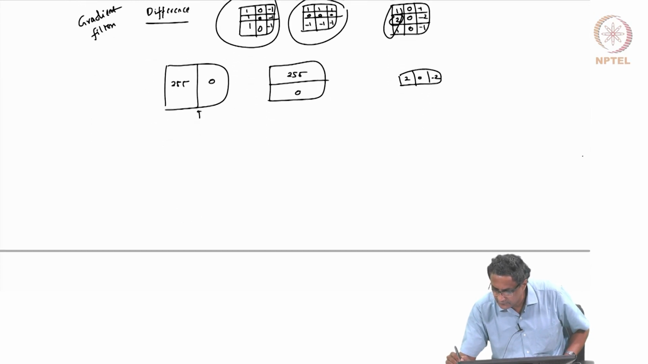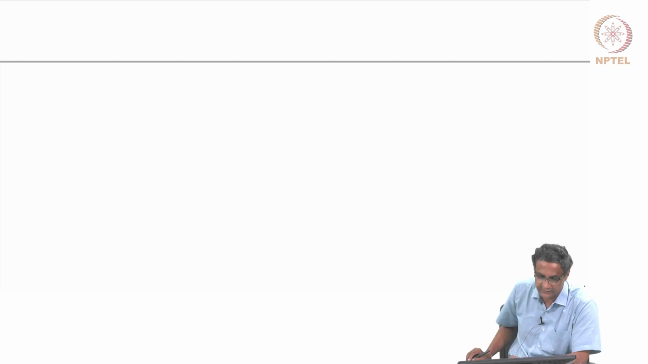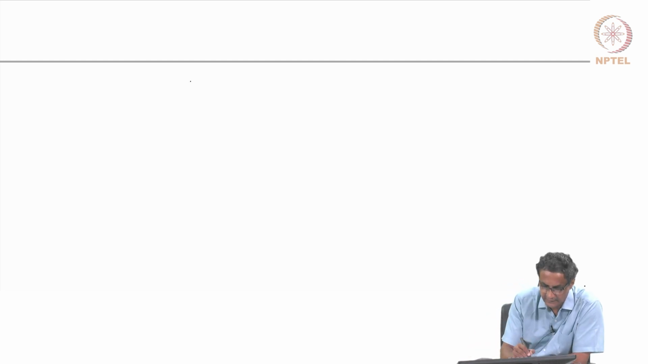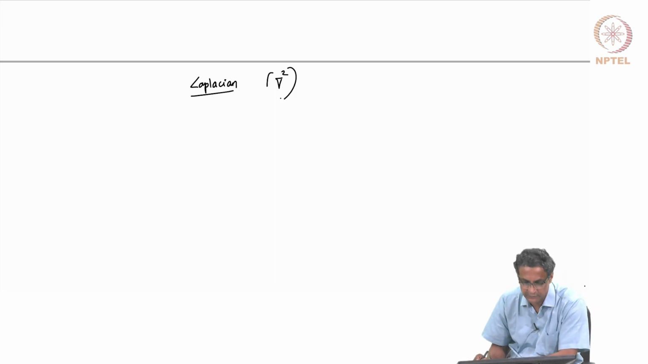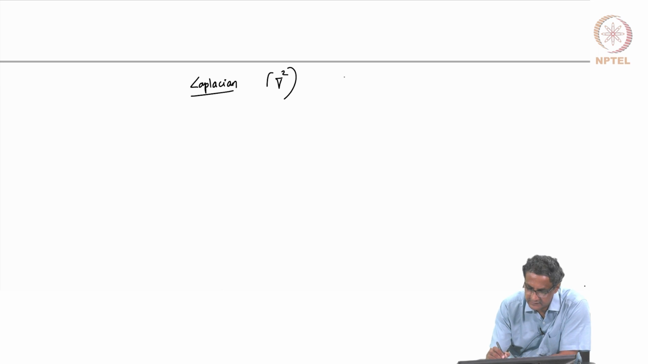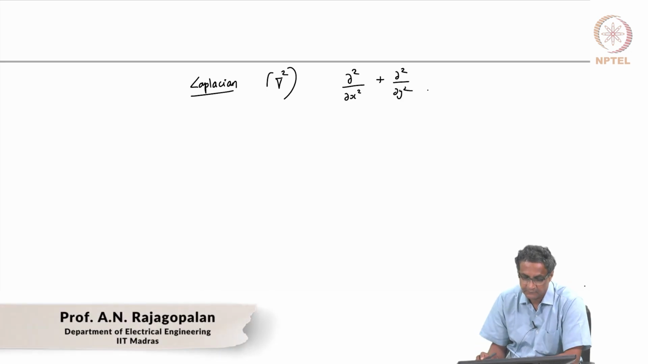Now, the other kind of gradient that you do is a second order differencing, and that's called a Laplacian. The symbol is del square. That's how you indicate it, and in 2D it's dou square by dou x square plus dou square by dou y square on whatever you are applying it to.